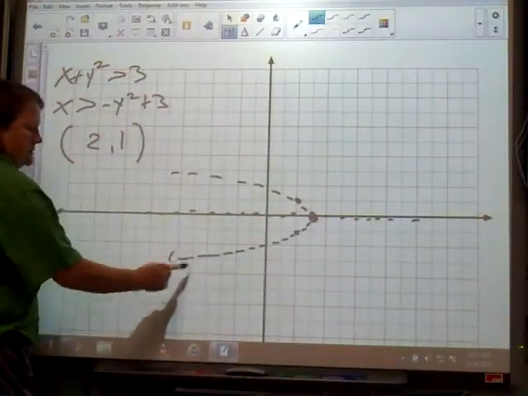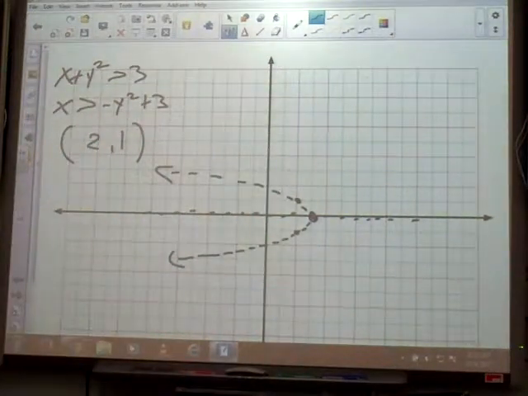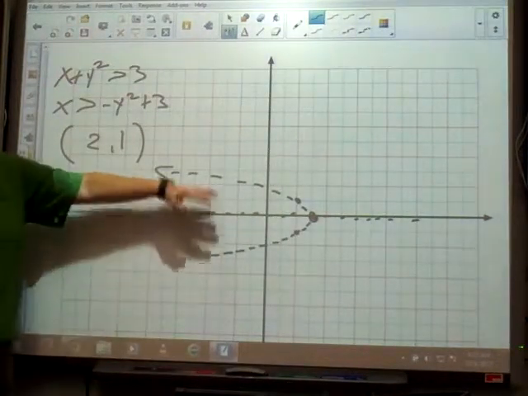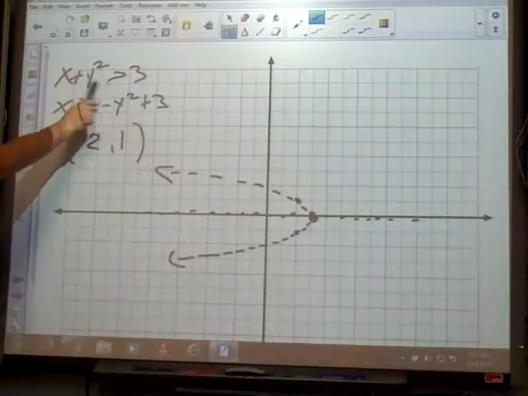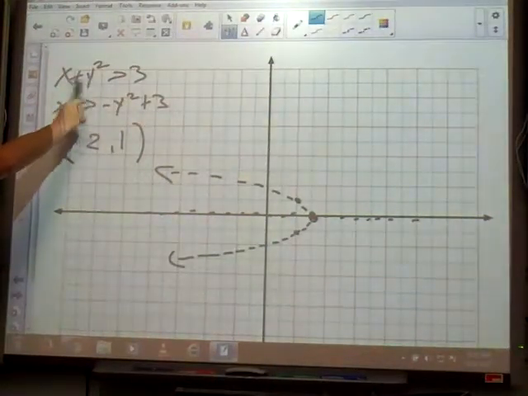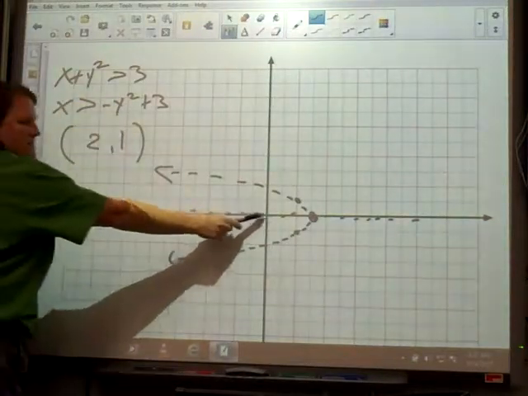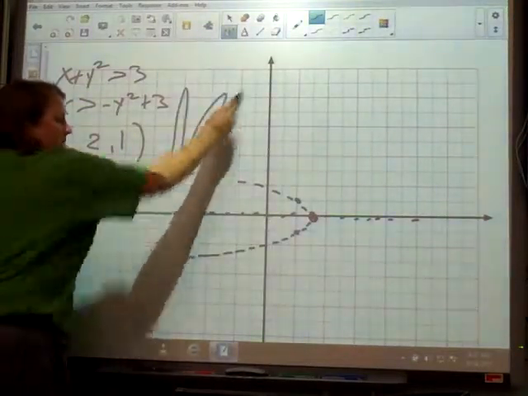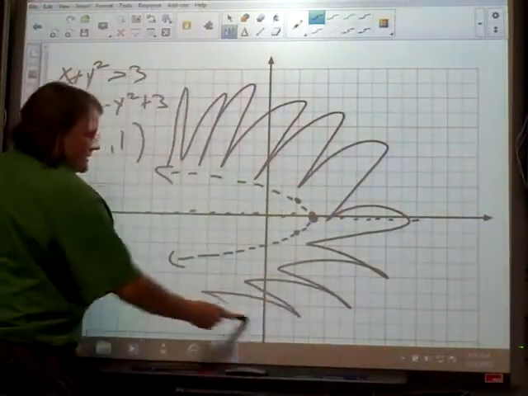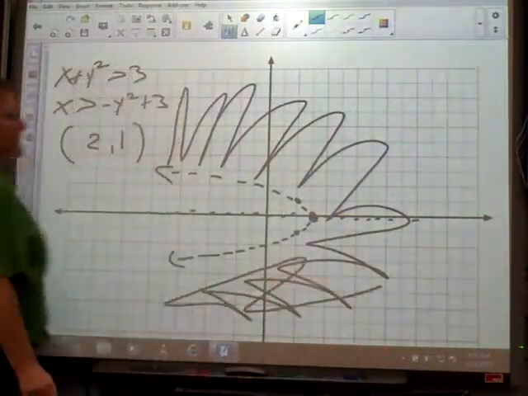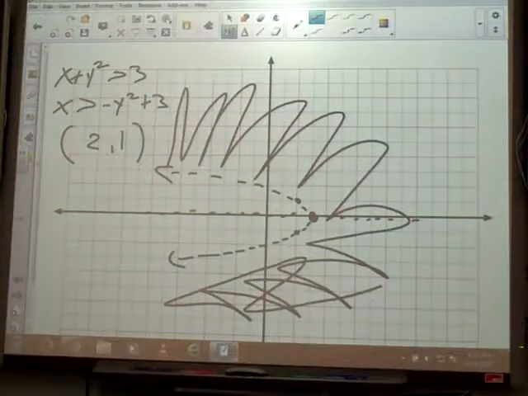Hey, that's pretty good. Alright, got to figure out where to shade on that one. So I'm going to use 0, 0, plug it into my original one. 0 plus 0, is that greater than 3? No, so I can't shade 0, 0, which means it's outside again that gets shaded. Kind of looks like I'm making a turkey. Alright, so that's just the first section.